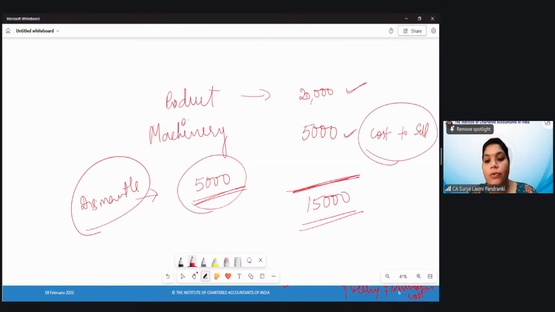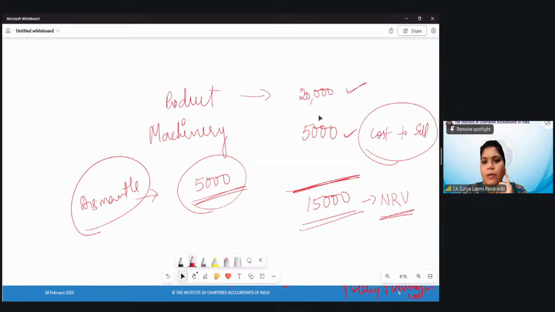Now, this is called cost to sell. This is called NRV. So though you're selling it for 20,000, the net amount that you realize in your hands is only 15,000. It is because of the cost that is included in that particular machinery. This will happen for only few types of products. It's not all of them that NRV is different.